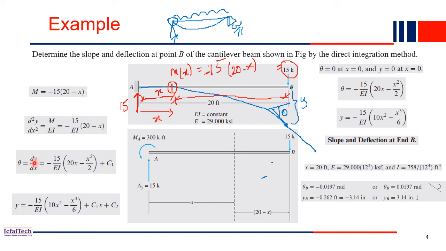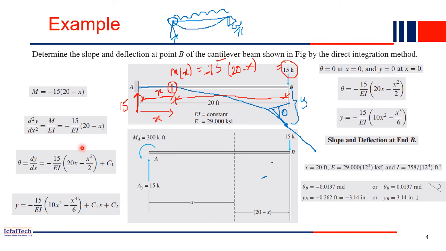Now similarly, if you integrate one more time in this equation, because our main objective is to find theta and y, you will get y now. And if you integrate this entire part, 15 by EI is anyway constant, it will be outside. And then 20x, what is the integration of 20x? So x will be x square by 2, right? That means 10x square, minus x cube. Integration of x square will be what? x cube by 3. So x cube by 3 into 2, 6 came, plus integration of the constant c1 into x, plus c2.